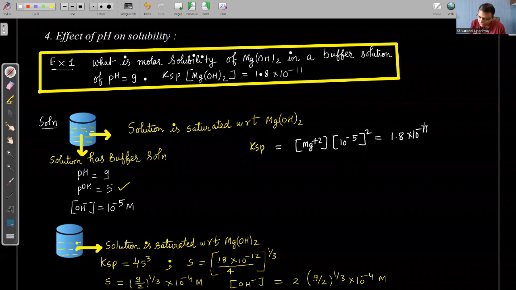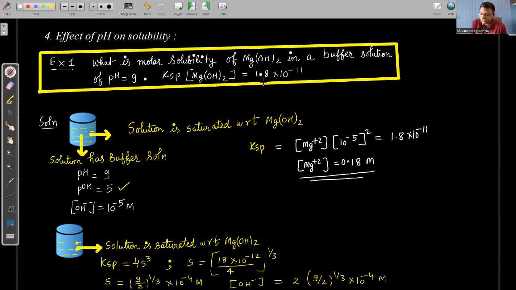On solving from here, I can write that the concentration of magnesium 2 plus ion is equal to, if I simplify, this is 10 to the power minus 10, so 10 to the power minus 1 will be left. If I simplify, this value comes to 0.18 capital M. So this is the solubility of magnesium hydroxide. If this buffer solution is not there, what will happen? If this buffer solution is not there, the solubility should be given by 4s cube is equal to Ksp.